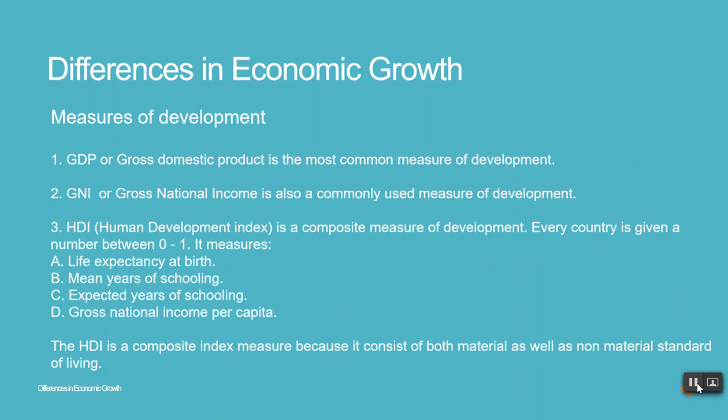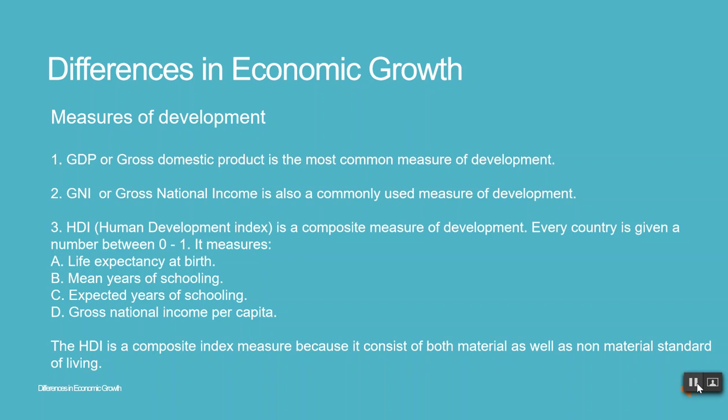Measures of development. 1. GDP or gross domestic product is the most common measure of development. 2. GNI or gross national income is also a commonly used measure of development. 3. HDI, Human Development Index, is a composite measure of development. Every country is given a number between 0 to 1.